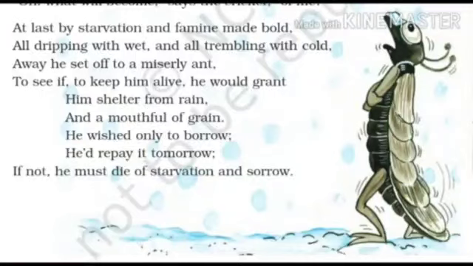And then there was famine. What does famine mean? Unavailability of food, chilling cold and perhaps rain, which made the cricket wet and shiver a lot while travelling. It requested the ant to lend it some food and shelter. Please give me some food, please give me some shelter, and it promised to repay by the next day, or else it would die because of chilling cold, hunger, and sorrow. In such a way, the cricket is requesting the ant to lend some food.